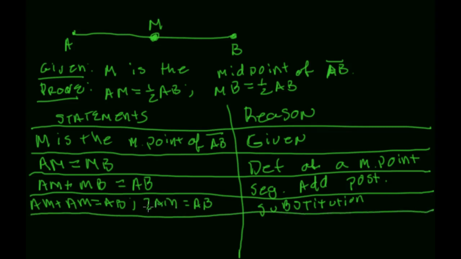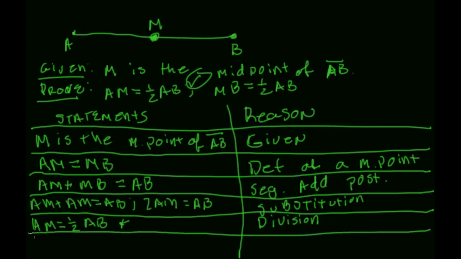And if I take the 2 and bring it over to the other side by division, I get that AM is 1/2 AB, which is one of the two things I'm trying to prove, which is awesome. So what did I do? I divided both sides by 2. That's the division property. All right, so that gets me one of the two things I want to prove.